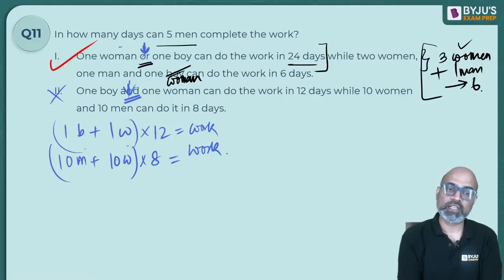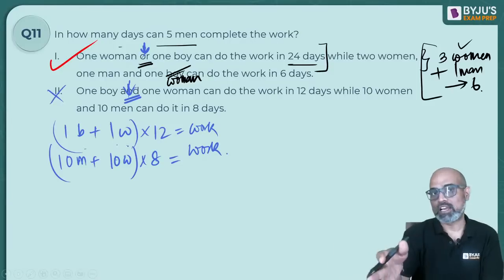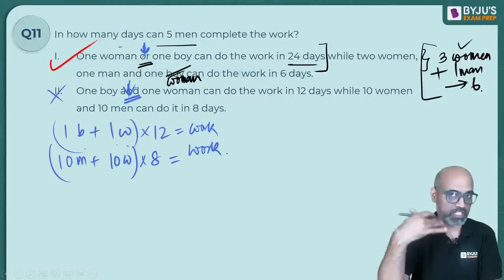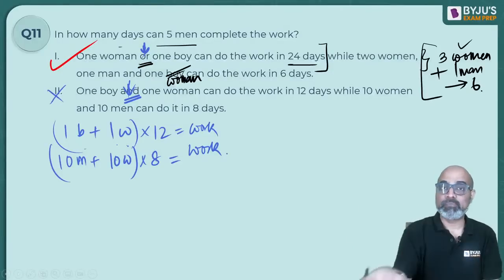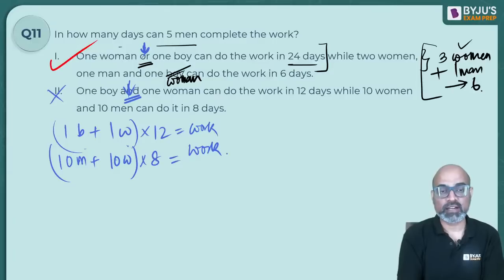Because here boy and women are related. You don't know the value of boy's efficiency because it depends on women. Since they are dependent, we don't know their efficiency, so I can't put anything here for women, so I won't be able to get man's efficiency.